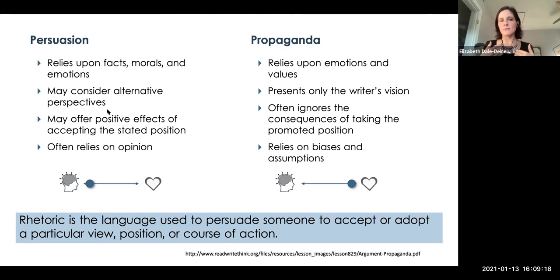Whereas persuasion feels like there's at least a nod to somebody else's perspective. I'm curious, does that ring true for you all? And if so, how? Or if not, why? Because that's equally valuable. You're welcome to either unmute your microphone or share in the chat. Just generally, how does this feel for you, these definitions?